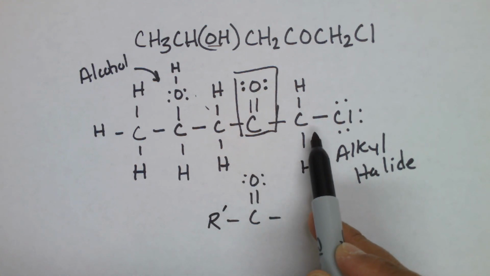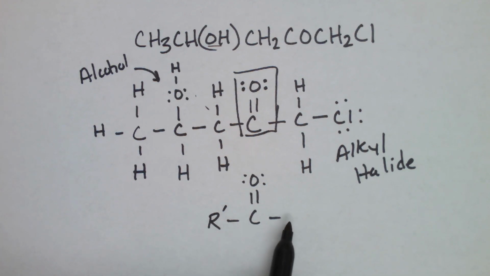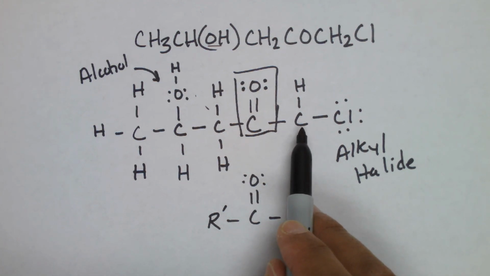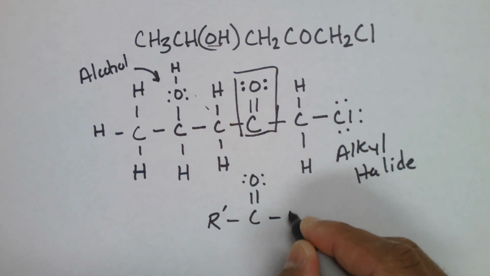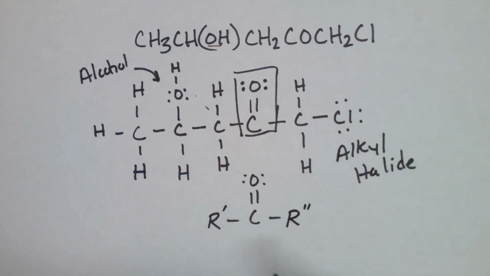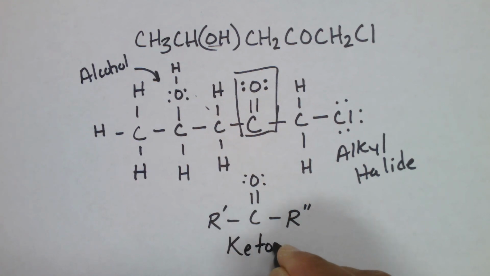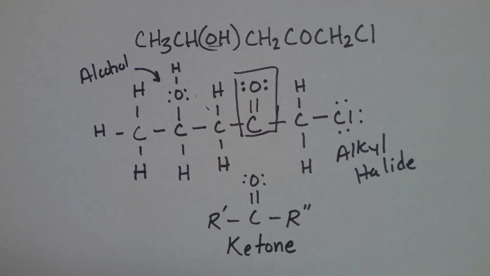And then on the other side, aldehydes would have a hydrogen, but here we have another carbon atom. Now this carbon atom goes to a chlorine. We'll call that R double prime. So the whole point here is that this carbon is in the middle of 2 other carbon chains, whatever they are. But when you see this bonding pattern of atoms, this is called a ketone functional group.